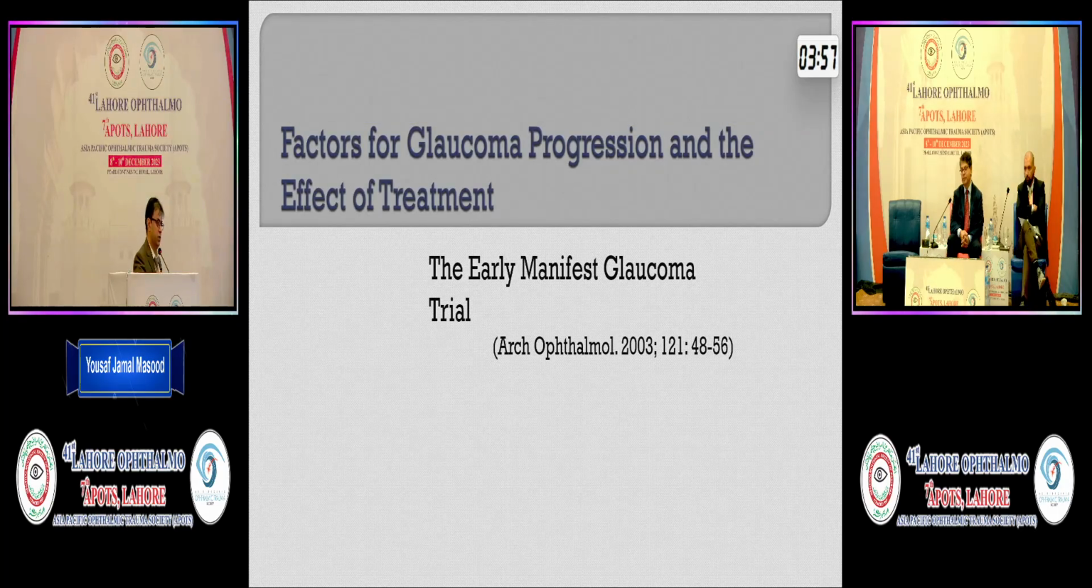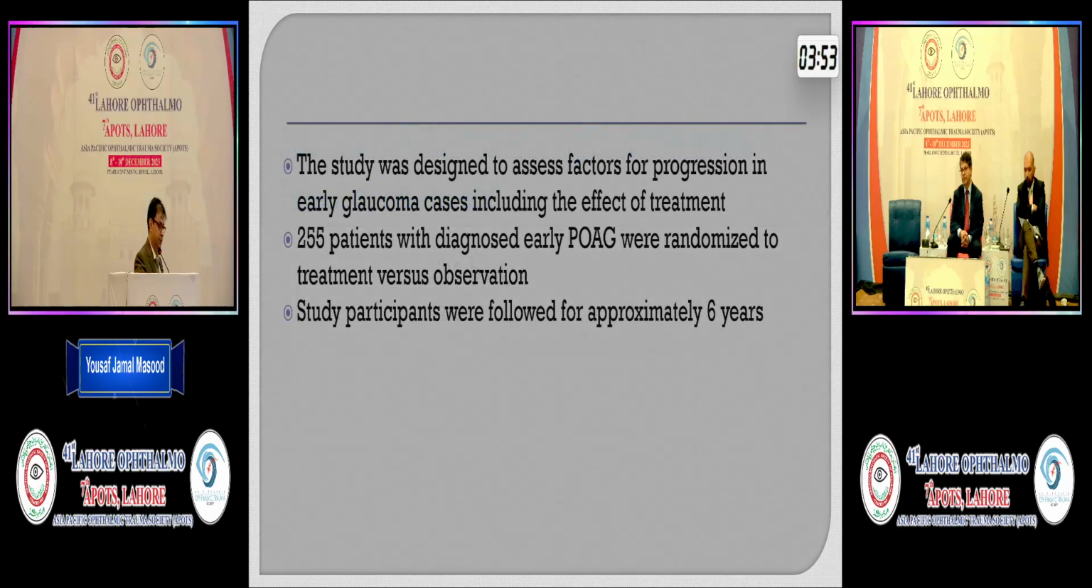This question was answered by the Early Manifest Glaucoma Trial and another trial from Canada. The EMGT was a study designed to assess the factors for progression of early glaucoma cases, including the effect of treatment. Patients were diagnosed with early primary open angle glaucoma, and they were randomized to treatment versus observation. These patients were followed for about 6 years.